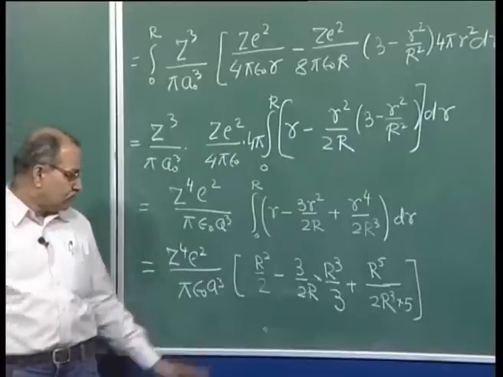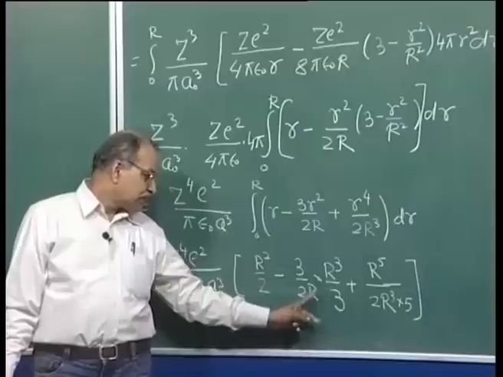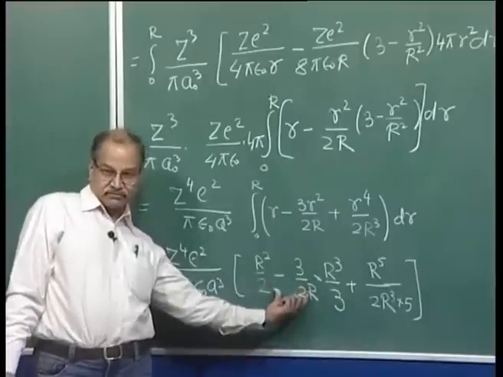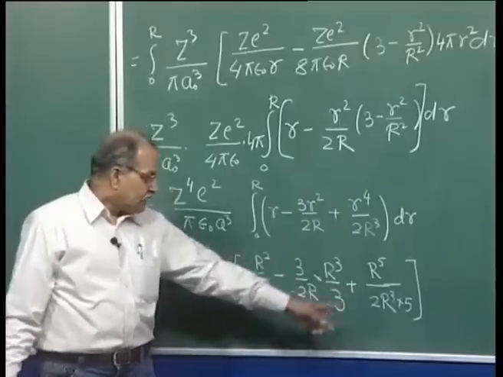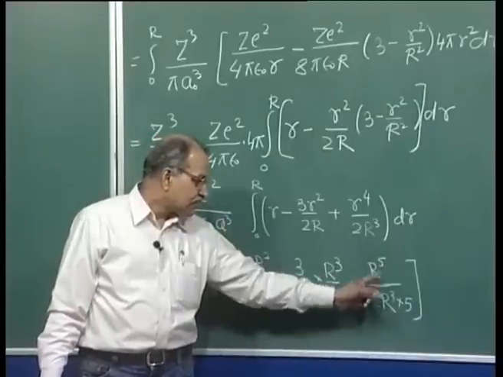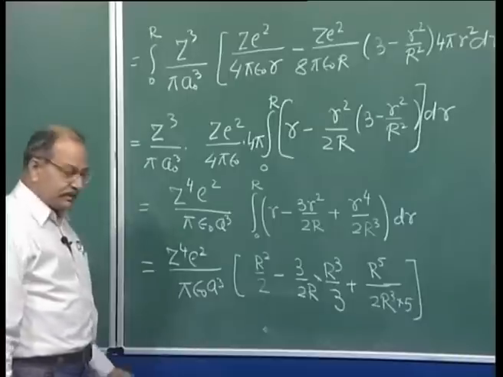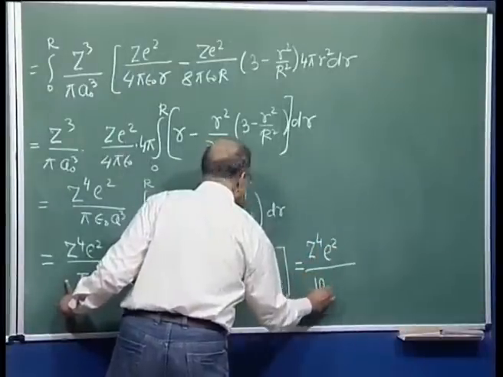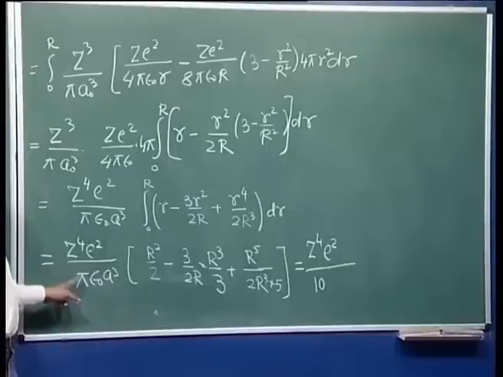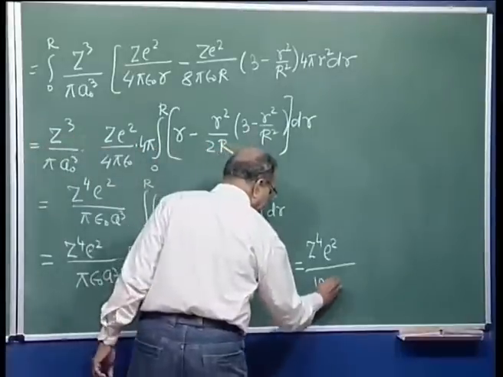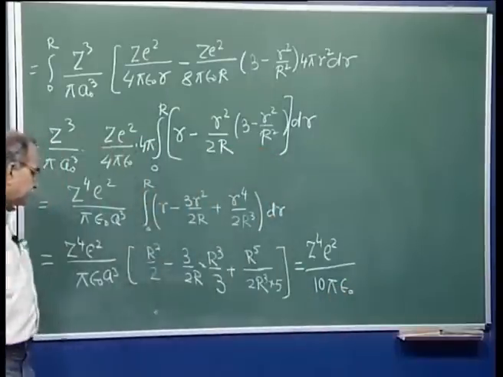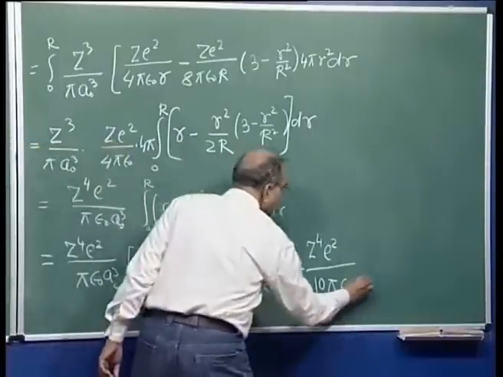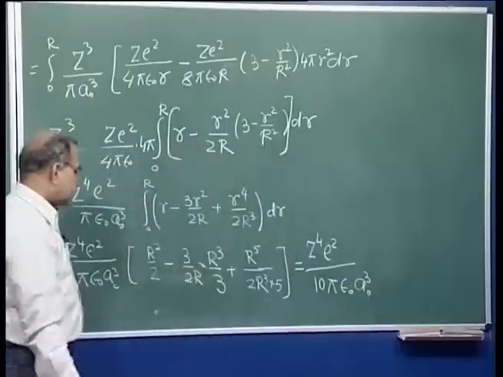Okay. Look at these first two terms, 3 cancels, capital R square by 2, same as this. So, these 2 will cancel out and you will be left with these. So, it will be capital R square by 10. So, it is Z to the power 4 e square divided by 10 pi epsilon naught a naught cube, this is all a naught cube, and then capital R square.